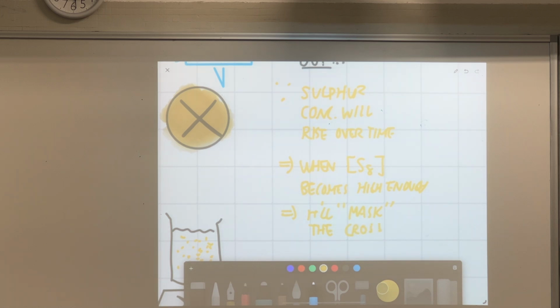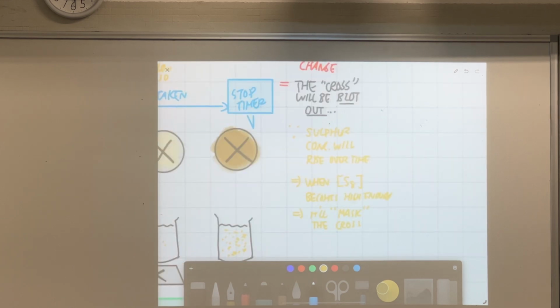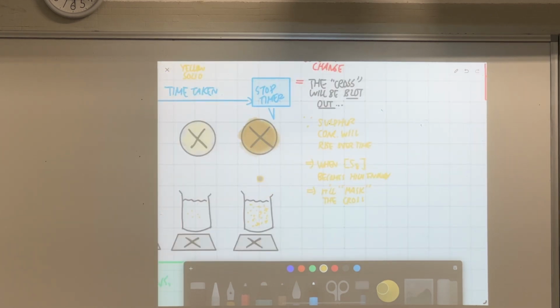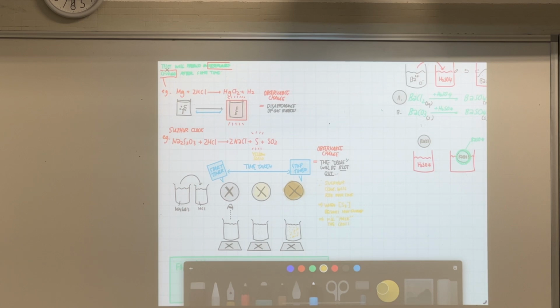So it's like when you look across Victoria Harbour when the air pollution problem is very, very serious. You can't even see the opposite side of the harbour. That's the same thing, except that you're not looking across the harbour, you're looking through this hazy solution at the cross. Eventually it will be blocked out. Okay, so that's the sulfur clock.